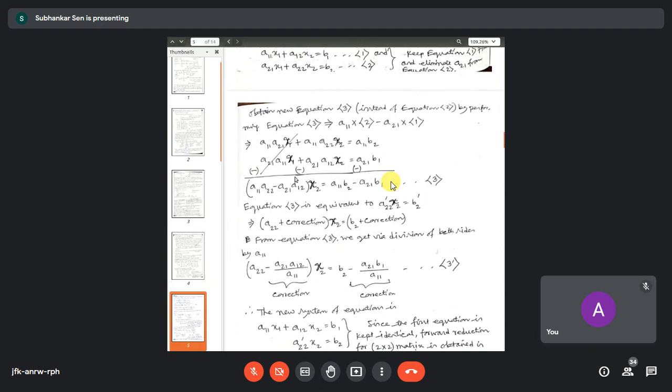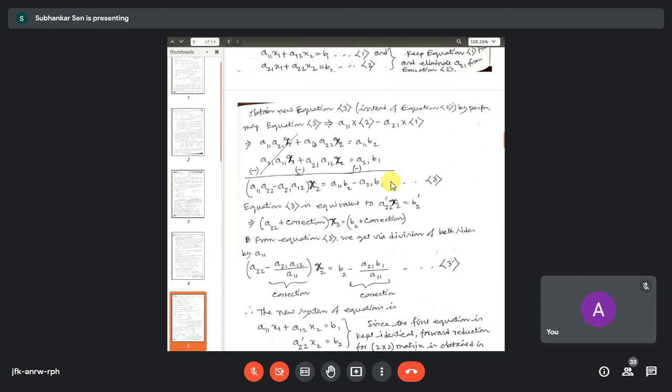This entire coefficient term we can think of as some kind of correction term. The coefficient of x2 in the original equation is a22. So this new coefficient is now a corrected a22, so it is a22 dash. We can say that this is a22 plus some correction term. So this is a22 dash into x2, and the right hand side was b2, so this is some correction over b2. So this is b2 dash.